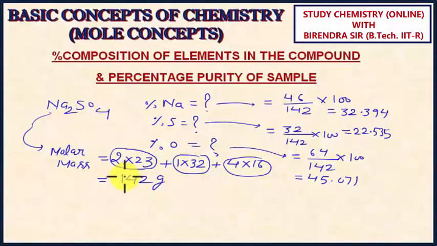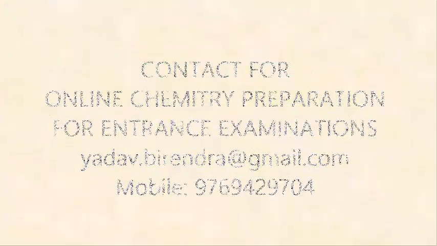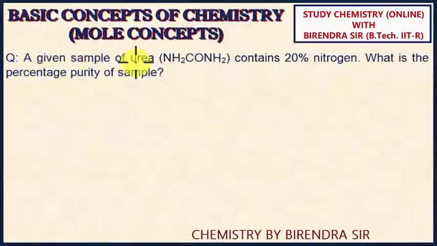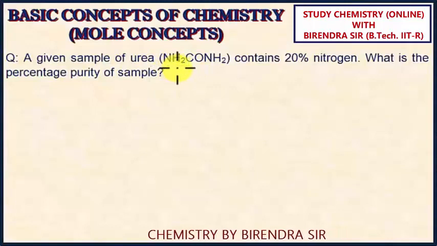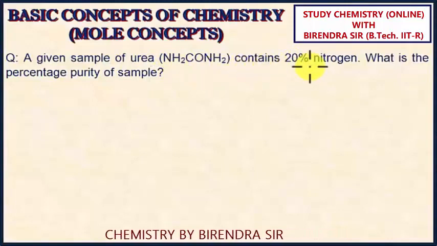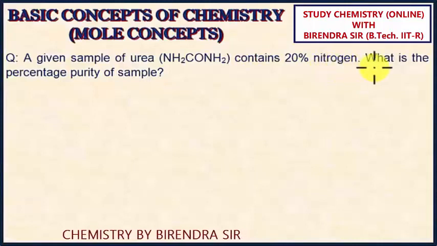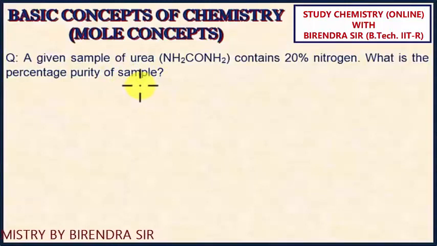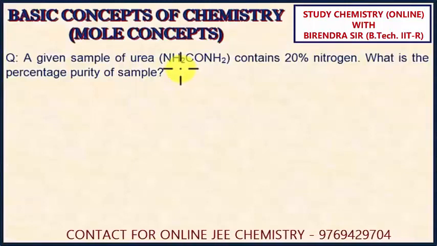Now to understand the concept of purity, I will take few questions here. Here the question says, a given sample of urea, the formula of urea is given, contains 20% nitrogen. What is the percentage purity of sample? Now to understand whether given sample is 100% pure or not, we have to find percentage of nitrogen in the pure sample, 100% pure sample.